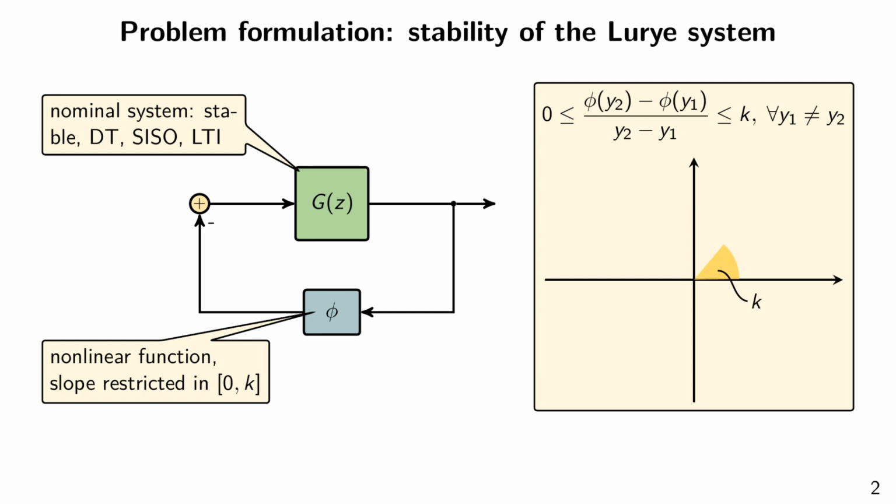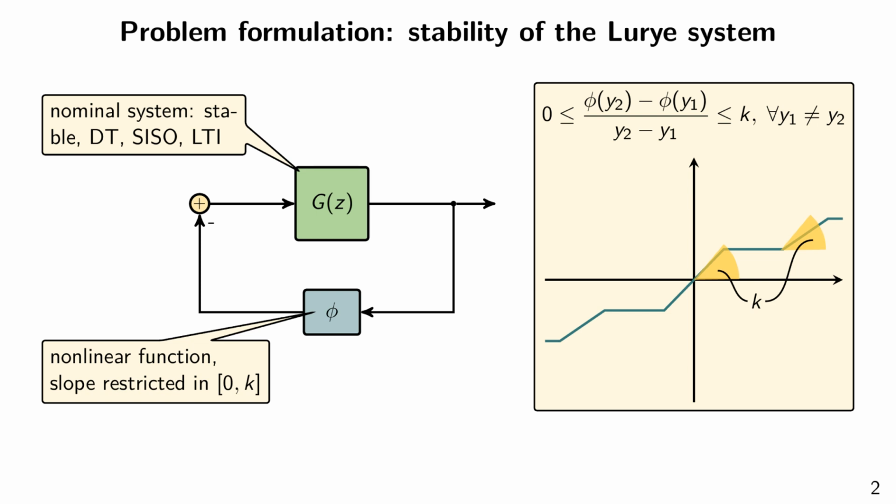Suppose this is the slope bound k. Then this is an example of a nonlinearity slope restricted in the interval [0,k]. This is another example. And this is one as well, because all of its sections adhere to the constraint.